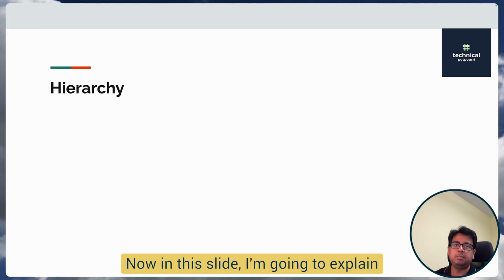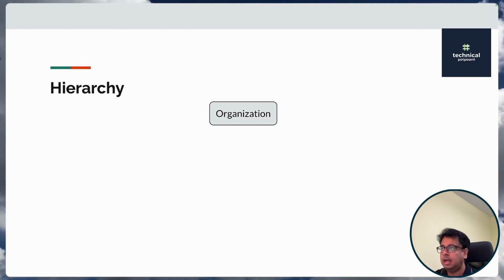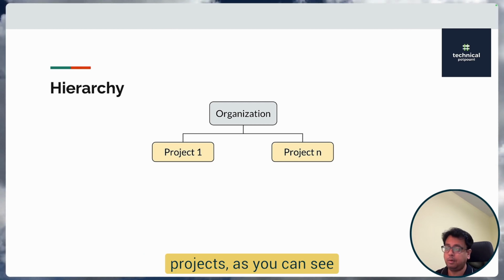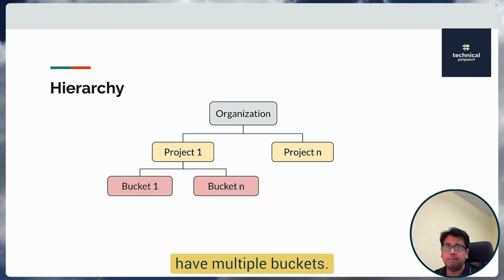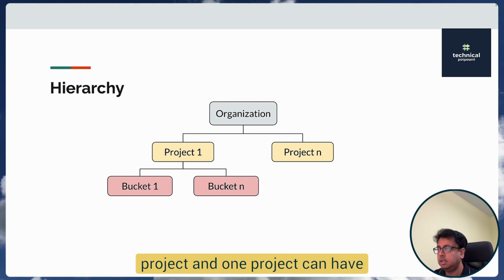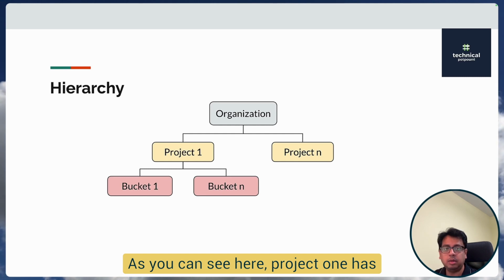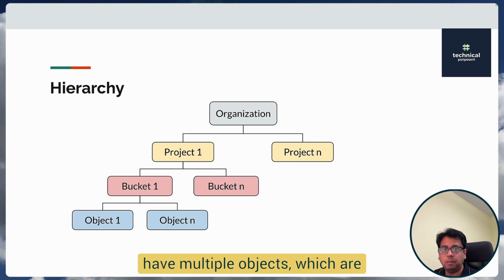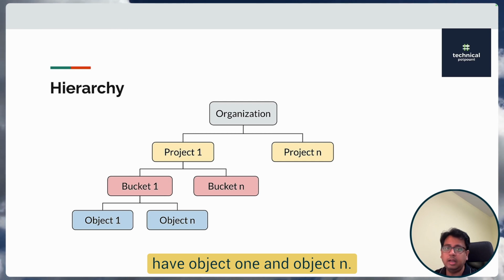Now, in this slide, I'm going to explain how the hierarchy works. We always start with the organization. Under the organization, we have multiple projects, as you can see, project 1 and project N. Under the project, we have multiple buckets. When you create a bucket, it should always belong to a project, and one project can have multiple buckets. As you can see here, project 1 has bucket 1 and bucket N. And under the bucket, you have multiple objects, which are basically the files that you want to store. So under bucket 1, you have object 1 and object N.